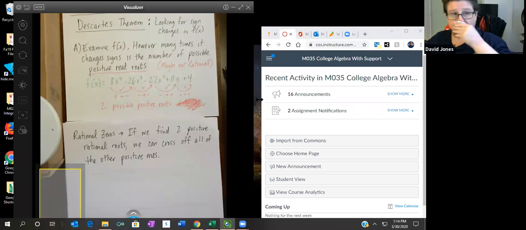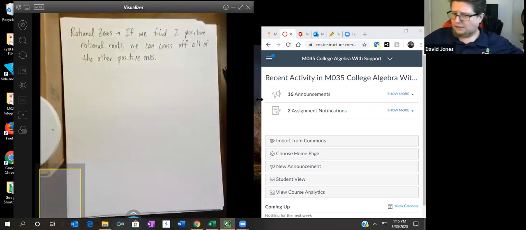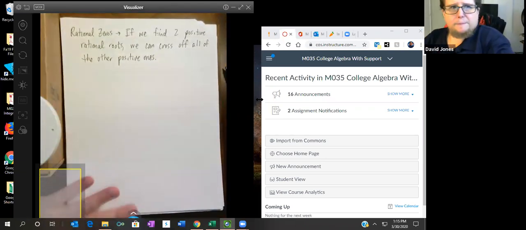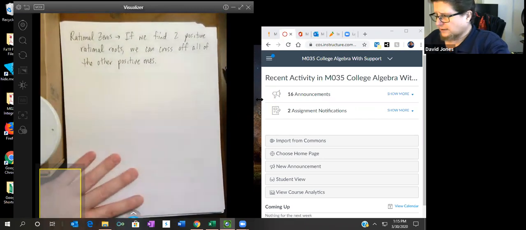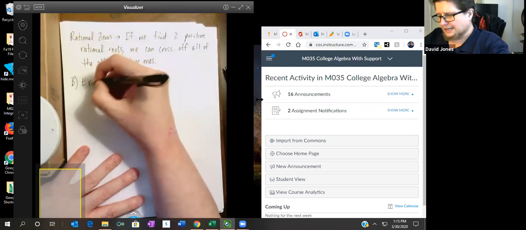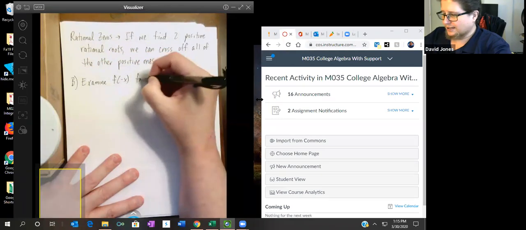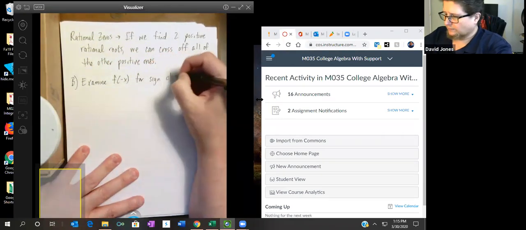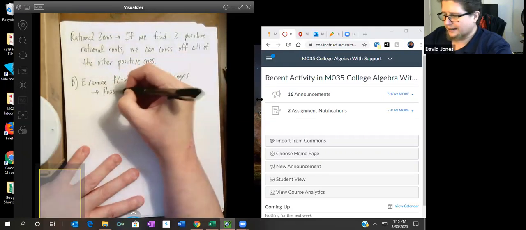Okay. I'm going to remove the old page now. Pause it if you need to, because we've got a second part to Descartes' theorem. So part B, examine f of negative x for sign changes. This gives us all the possible negative real roots.